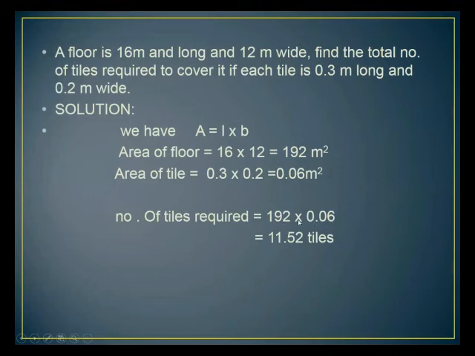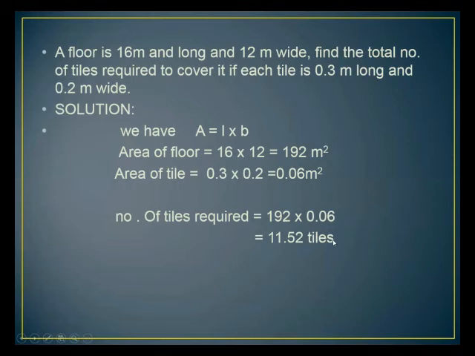Okay, what we are doing, we are multiplying it by the area of one tile, and when we multiply it by the area of one tile, we get that value, that is 11.52 tiles. So it means that 11.52 tiles are required to cover the area of a floor. Okay, that is the area of a floor. So how many tiles are required? That many tiles are required to cover 192 meter square area of a floor.